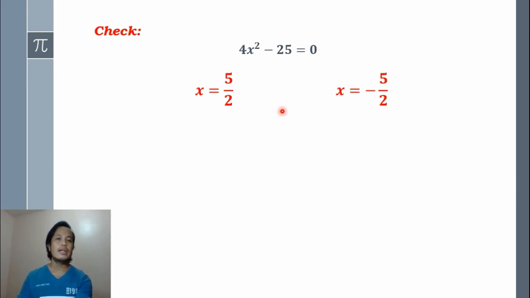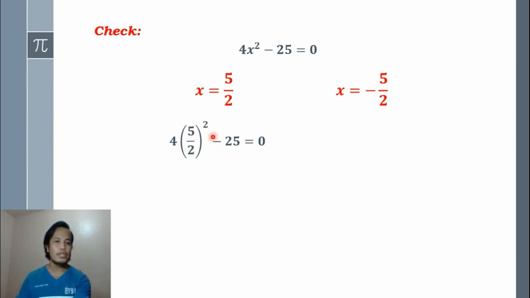So let's go to our checking. The original equation is 4x squared minus 25 equals 0. The values are positive 5 over 2 and negative 5 over 2. Let us check the first value. So we substitute 5 over 2 into the original equation. We copy 4. Then our x is 5 over 2, quantity squared, minus 25 equals 0.